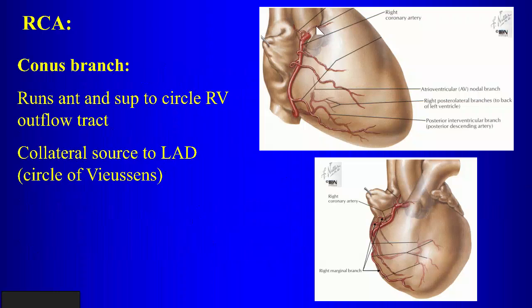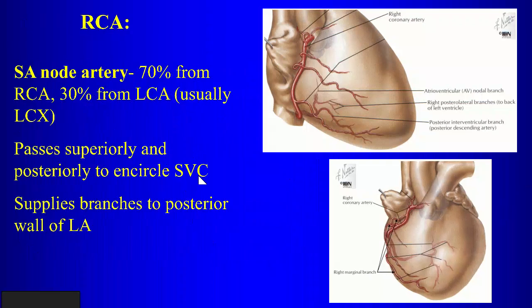So the conus branch, here we're looking at the right coronary artery. So the conus branch is the branch that goes anteriorly. We've talked about that. It can be a collateral source to the LAD, which would be over here. And then that collateral pathway is called the circle of Vieussens. So about 70% of the time, we'll have the SA nodal artery coming off the right coronary artery that will go posteriorly towards the interatrial septum.